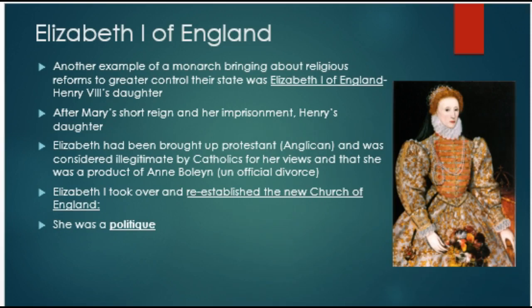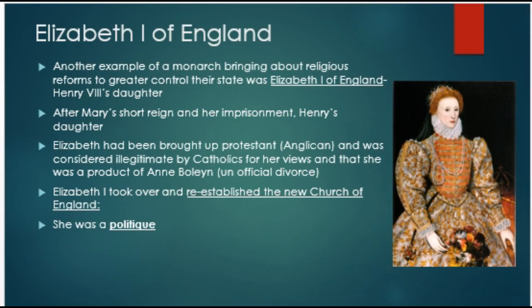Thus, the Catholic queen had to accept that her half-sister, Protestant sister, Elizabeth, would be the next monarch. So it is in Elizabeth I that we see yet another example of a monarch bringing about religious reforms that lead to greater control of their state. And this example with Elizabeth, if we remember, is Henry VIII's daughter. She was the product of his marriage with Anne Boleyn. She entered the monarchy in turbulent fashion.